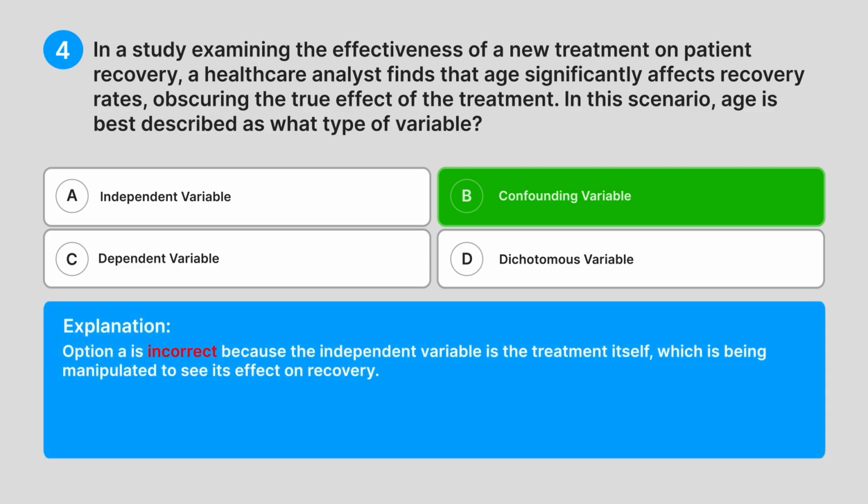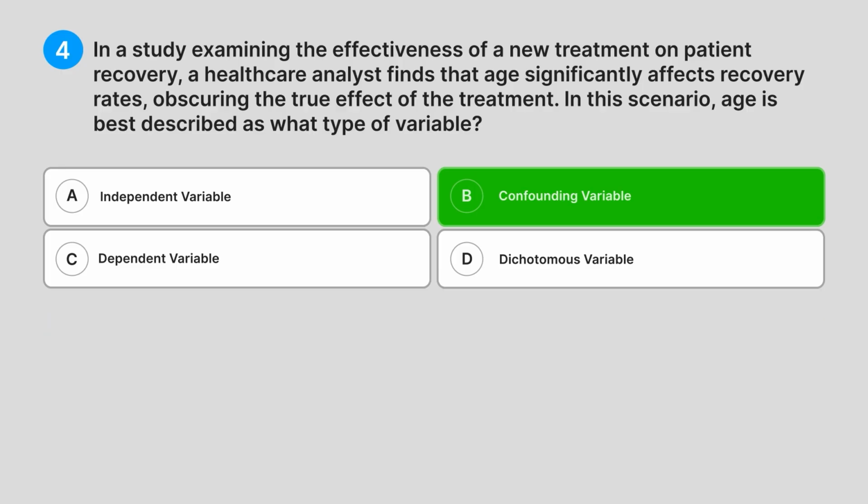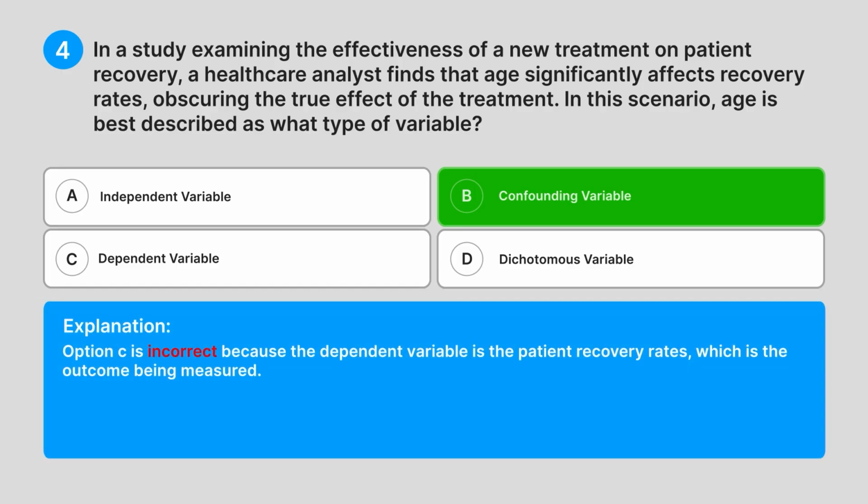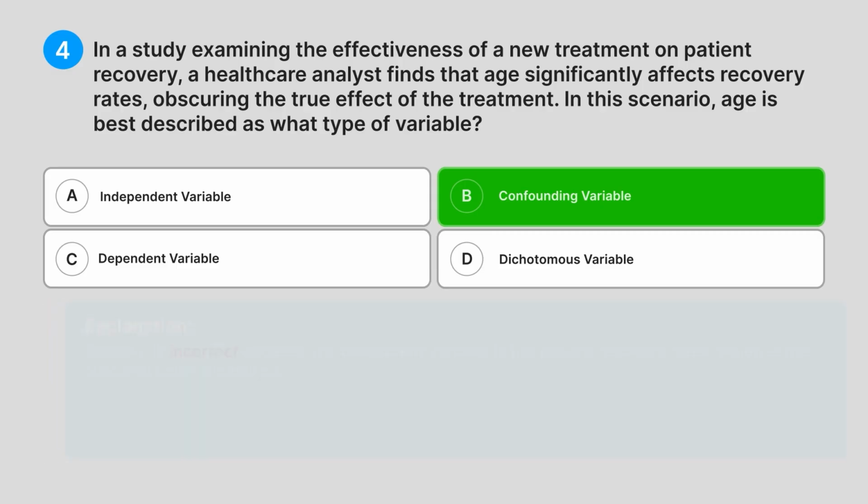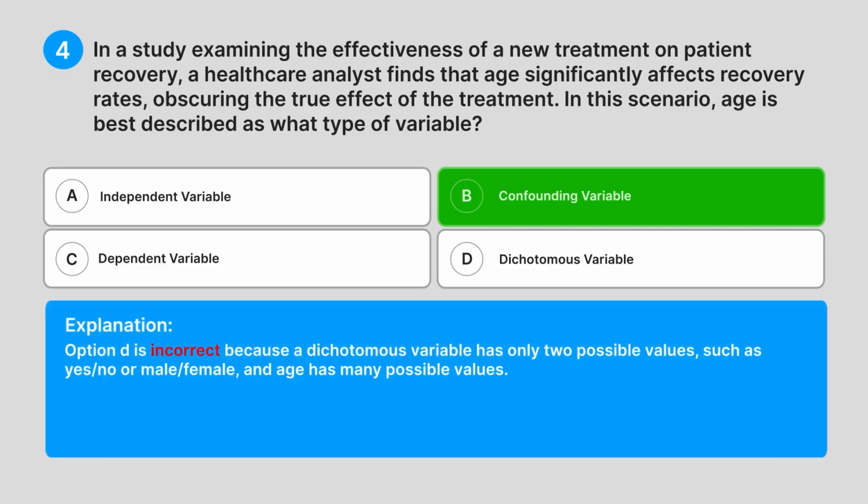Option A is incorrect because the independent variable is the treatment itself, which is being manipulated to see its effect on recovery. Option C is incorrect because the dependent variable is the patient recovery rates, which is the outcome being measured. Option D is incorrect because a dichotomous variable has only two possible values, such as yes, no, or male, female, and age has many possible values.